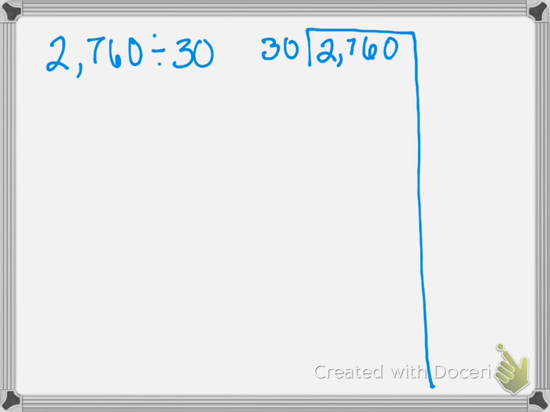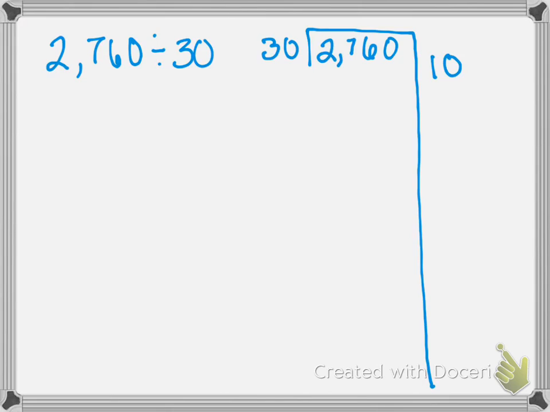So the idea with partial quotients is we are going to continue putting multiples of 30 into 2,760 until we have no dividend left, or we have less than 30, so we cannot put any more in. So we're going to start with 10 30s. We want to mentally check that that's going to work first. 10 times 30 is 300. Yes, we can do that.